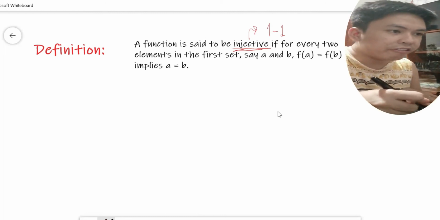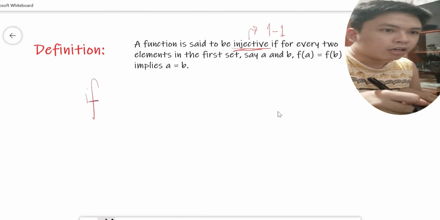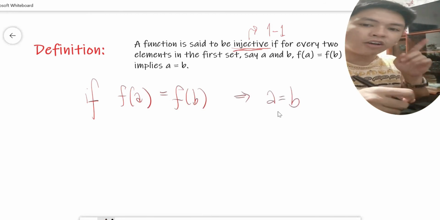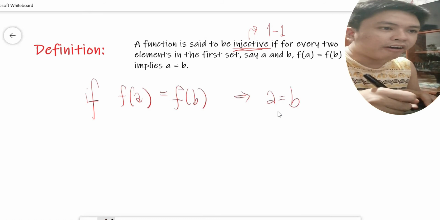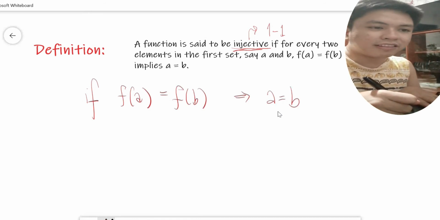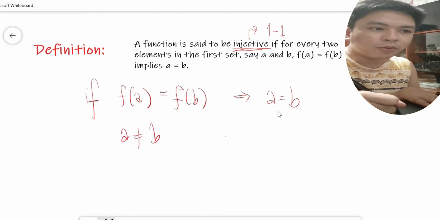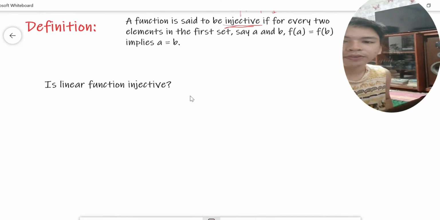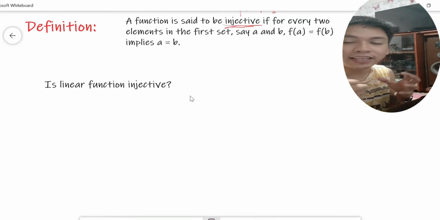That means if f of a equals f of b, this implies that a equals b. If we take the contrapositive of this, for two elements in the first set, a and b, if a is not equal to b, we would get f of a not equal to f of b. That's it. We will consider an example here.